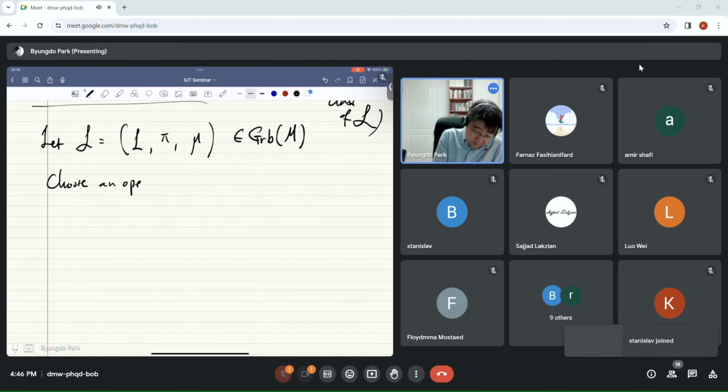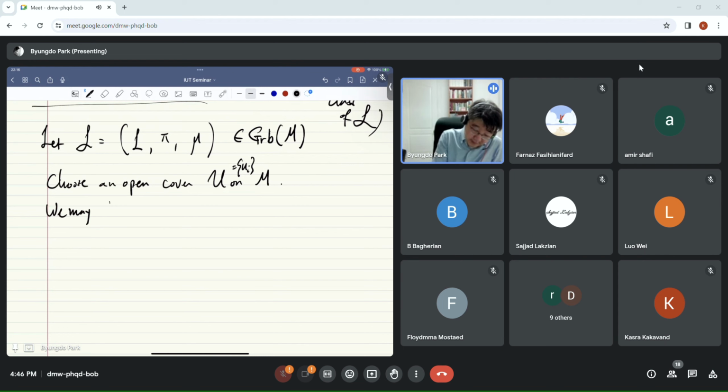an open cover U on M, consisting of U_i's. We may take local sections sigma_i, defined on U_i, going to Y.